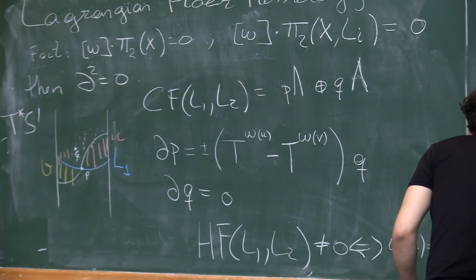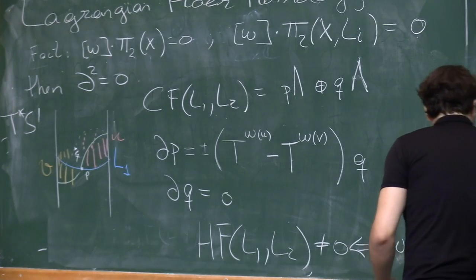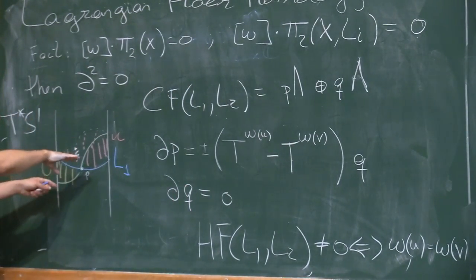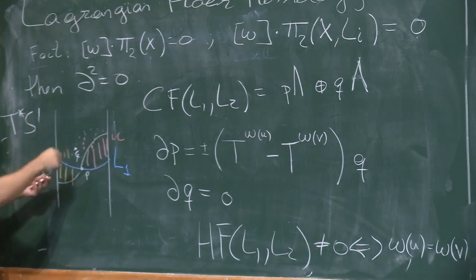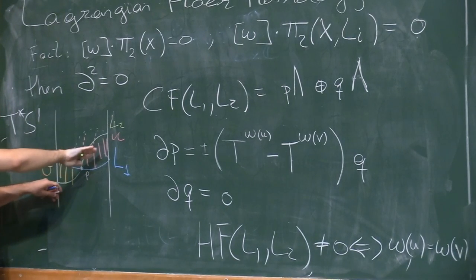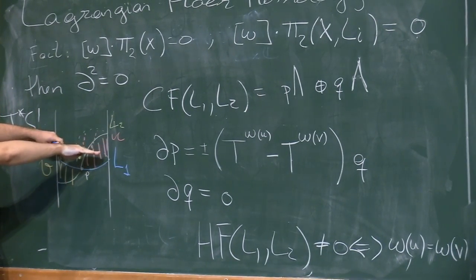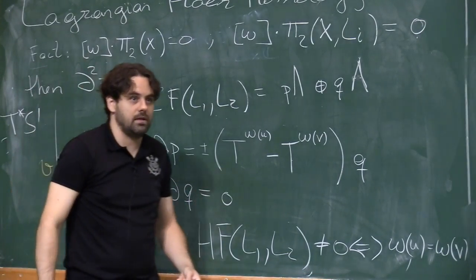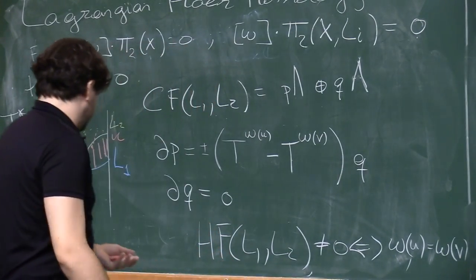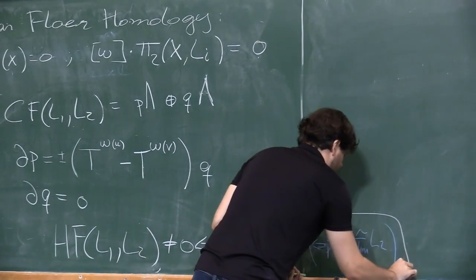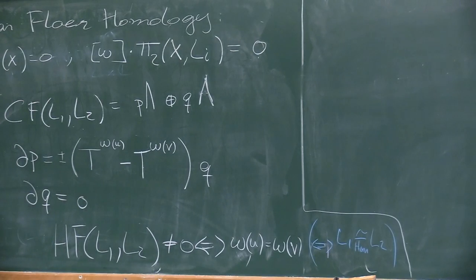You can bring L1 to L2 using Hamiltonian isotopy. And if the areas are different, you would be able to bring L2, so L2 is my green one, I didn't write, but you would be able to bring L2 to some other level parallel to this one, whose area is actually given by the difference of these areas. So in one dimension, you actually don't really need much Floer theory to prove non-displaceability, but you can use it.